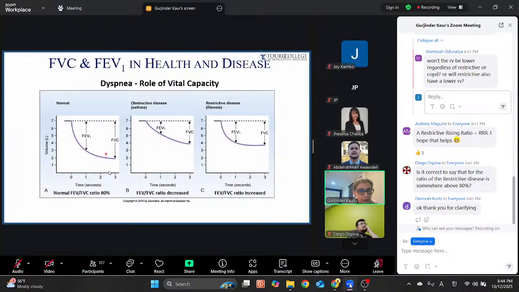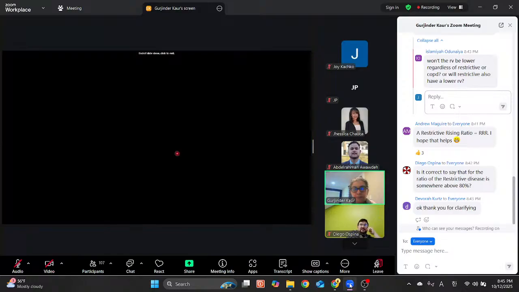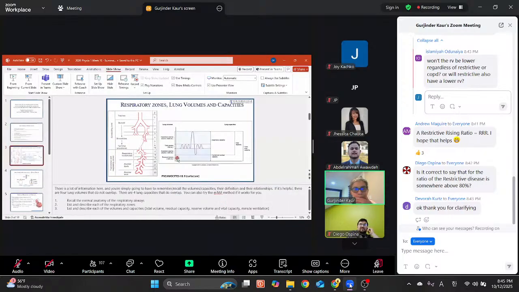One more question was there. Andrew is saying a restrictive rising ratio, okay, yes, very nice. Okay, what is Deborah saying in COPD? Islamia is actually responding to them. What are they saying? Won't the RV be lower regardless of restrictive? No, no. Let me just bring that chart up and then I will show you what I'm trying to say. One second.